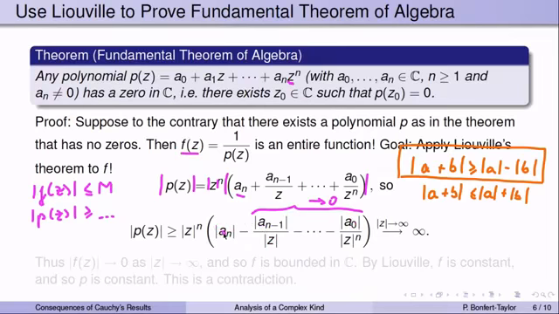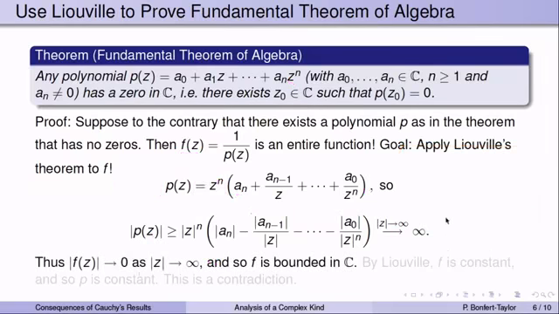An is some fixed number as well, and then we're multiplying that fixed number with this larger and larger term. So altogether that goes to infinity as z goes to infinity. So p of z just gets larger and larger, and therefore f of z goes to 0 as z goes to infinity. Well, f of z going to 0 as z goes to infinity means it's going to be rather small as long as z is large enough.